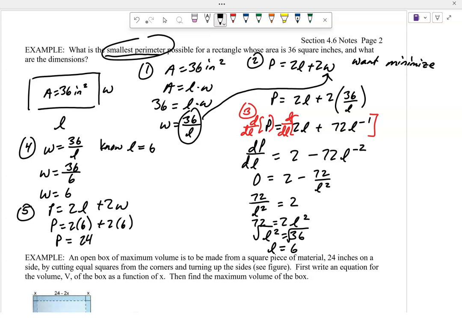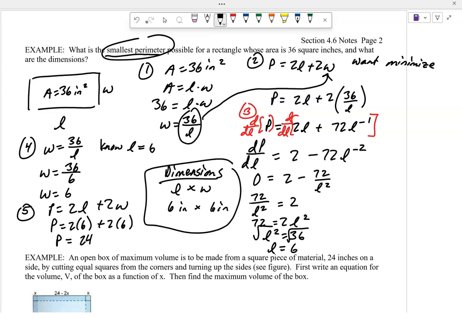Is a square a rectangle? Technically, yes. So what are our dimensions? Length times width, 6 inches by 6 inches. That'll minimize, in this case, our perimeter. That'll minimize, like if you were trying to fence in that amount of square inches, right?